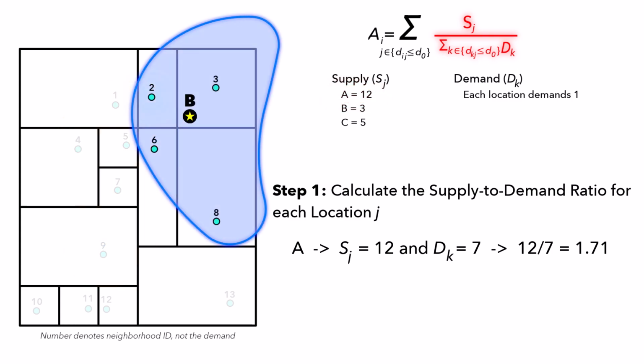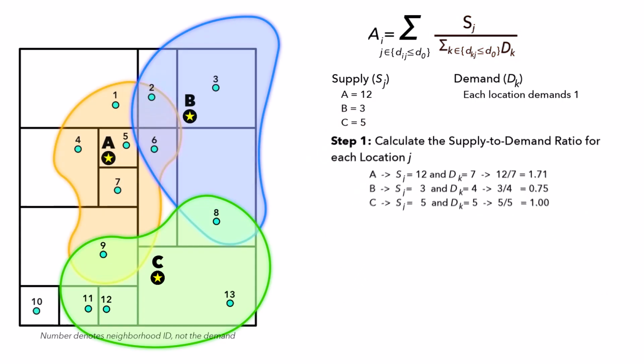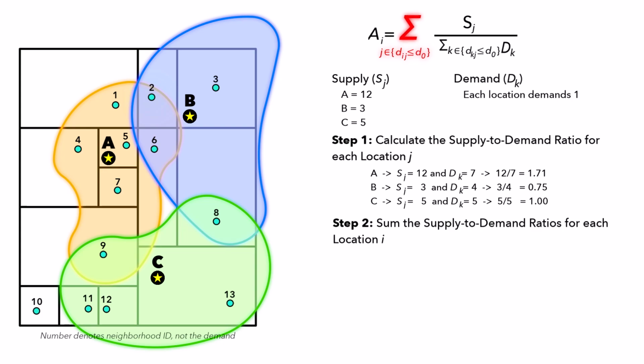Repeating this step for Facility B, we can see that supply is 3 and demand is 4, giving us a 3/4 ratio. And then again, for Facility C, we can see that supply is 5 and demand is 5, giving us a ratio of 1. We just completed the first step of the two-step floating catchment area method. Now that we have those supply and demand ratios calculated for each facility, we can move on to the neighborhood perspective and perform the second step of the method.